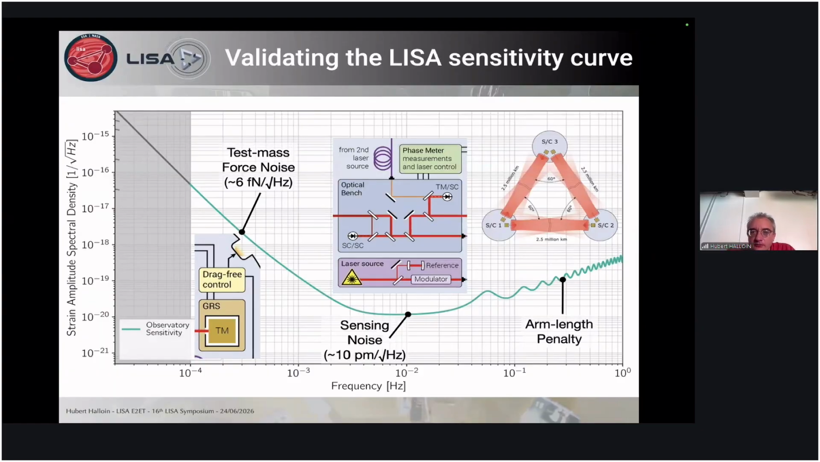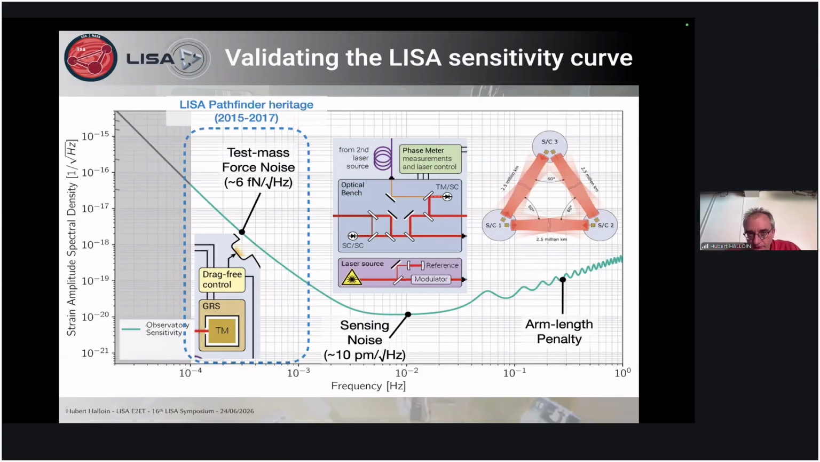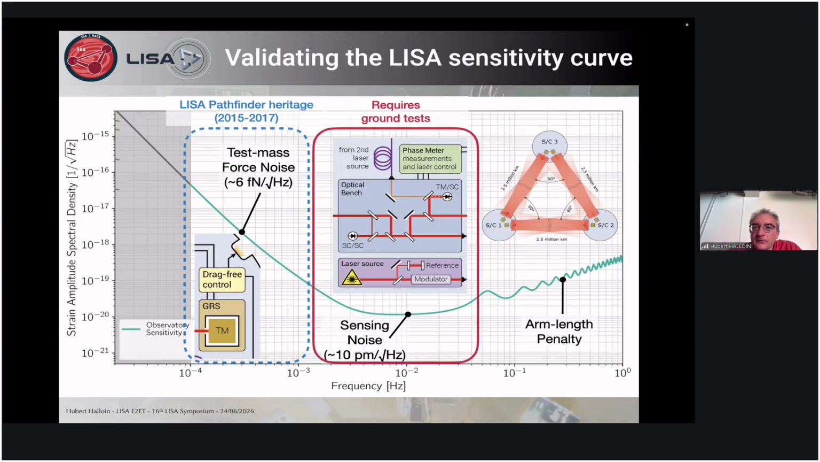So this is also a standard picture that you have seen probably many times. This is globally the residual noise of a LISA instrument, and at low frequency, so let's say below a few millihertz, we are dominated by the test mass force noise, which has been tested and benefit from the heritage of LISA Pathfinder. But above a few millihertz, we are dominated by the sensing noise. And the sensing noise requires additional ground test to be validated before going to launch the instrument. So that's what we are going to talk about.